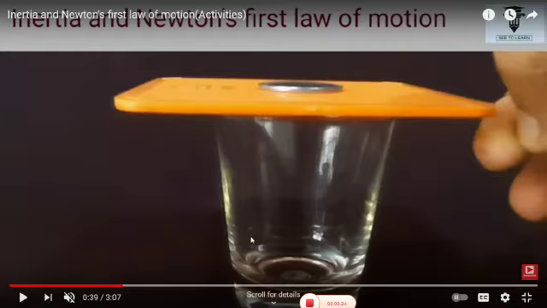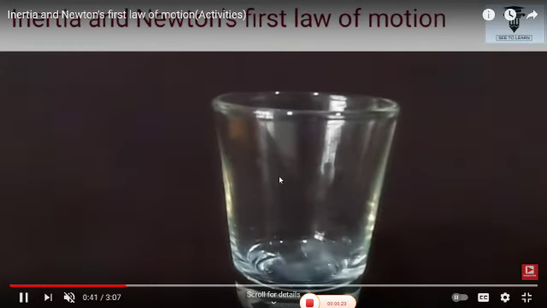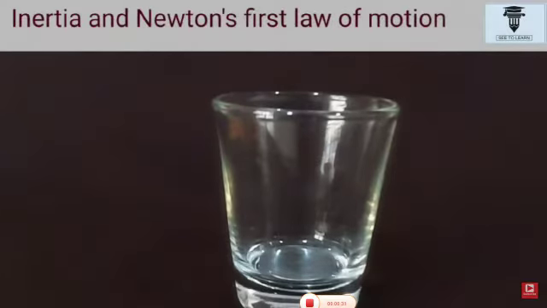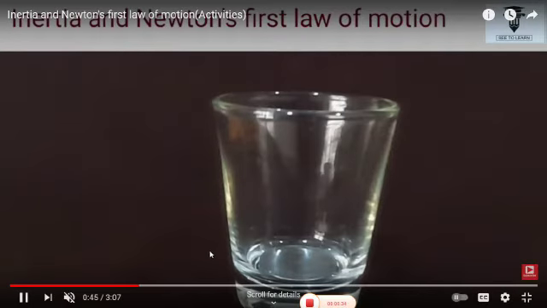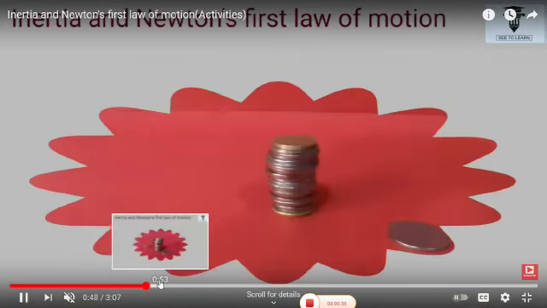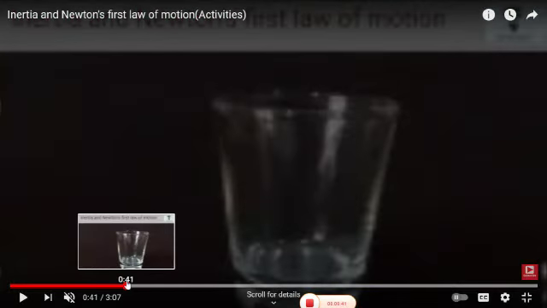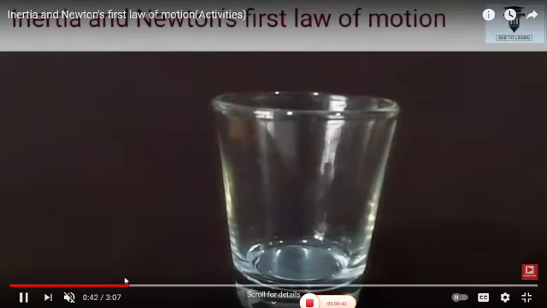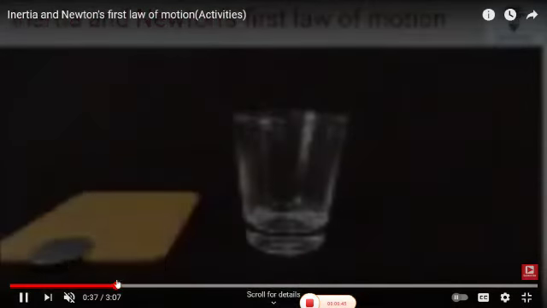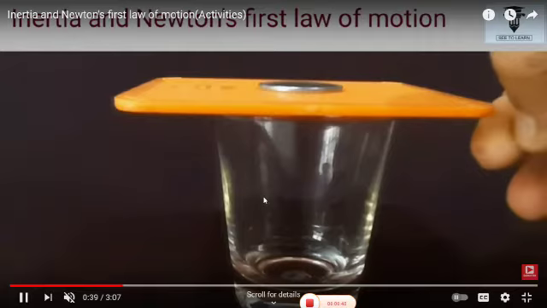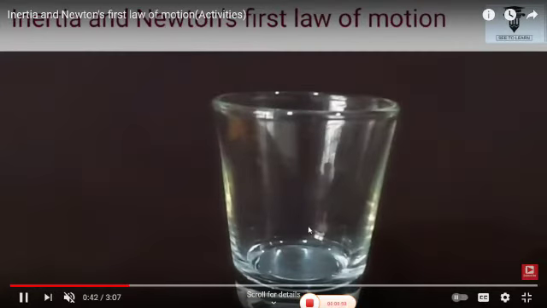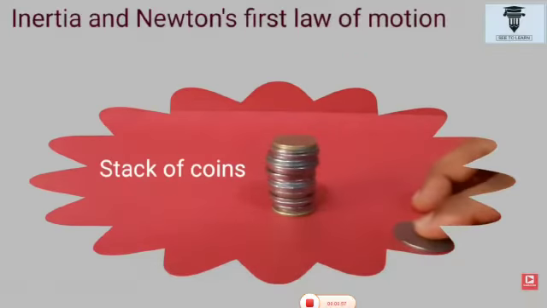So, what is this activity? In this activity, we just give a push to that plate which was there on the table. So what has happened? Once again we'll see. We have given a push to that tea coaster which was there. So what has happened? The coin has fallen down into the glass. So what does it indicate? That the coin wants to remain in the state of rest.